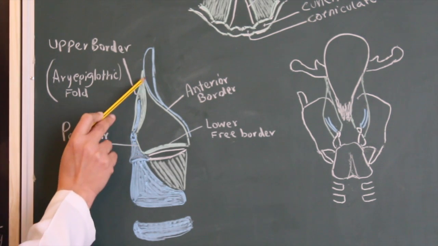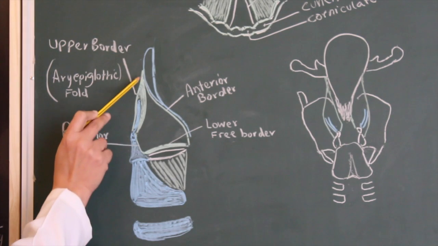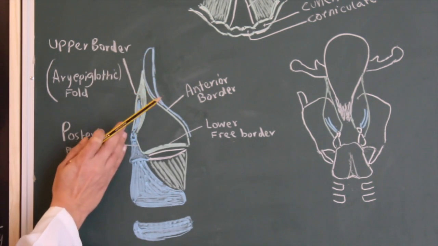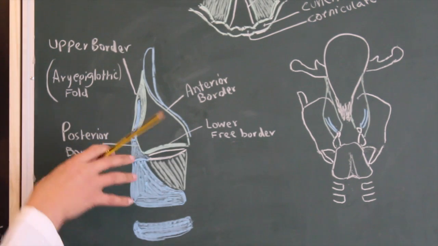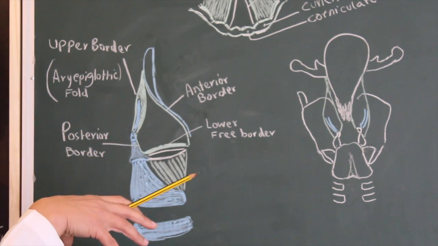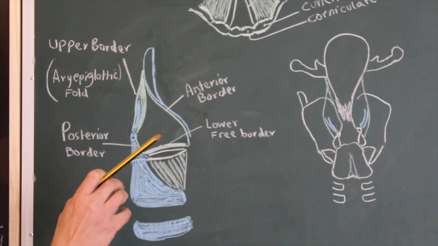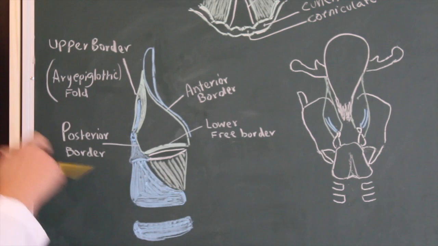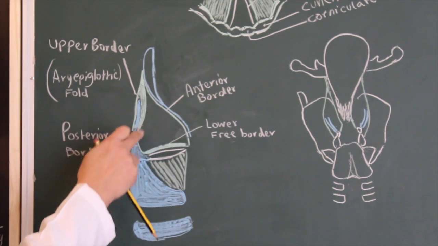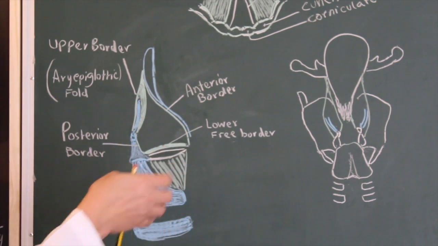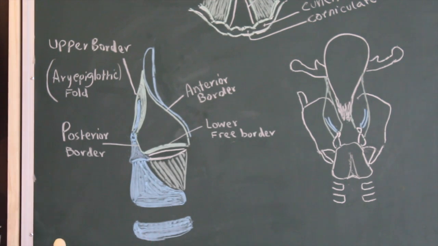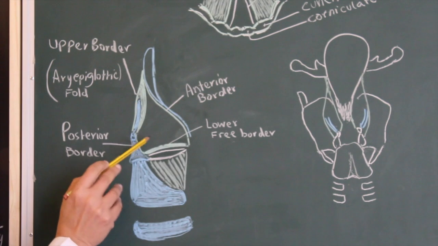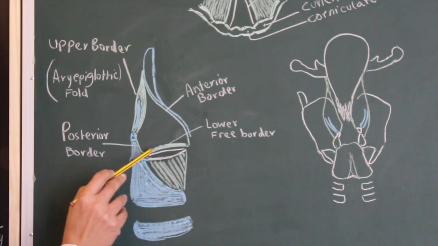Then we have the superior border, which is making the aryepiglottic fold, which is like a slope. And that is the border which is visible when you try to look inside the laryngeal inlet. So you ask the patient to open up the mouth and you're examining his larynx and he's saying ah, so you will be able to see these aryepiglottic folds on either side, right? Like this.